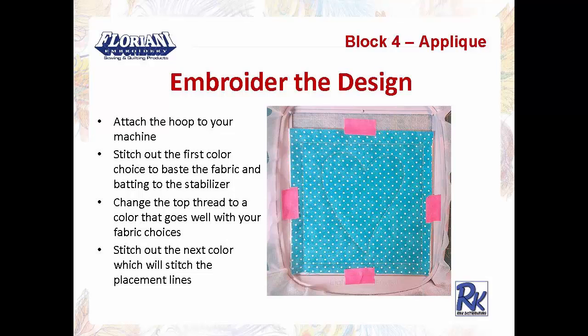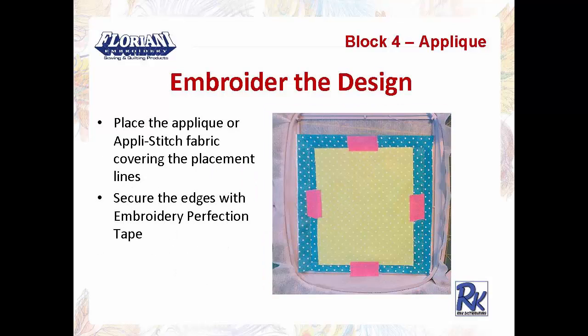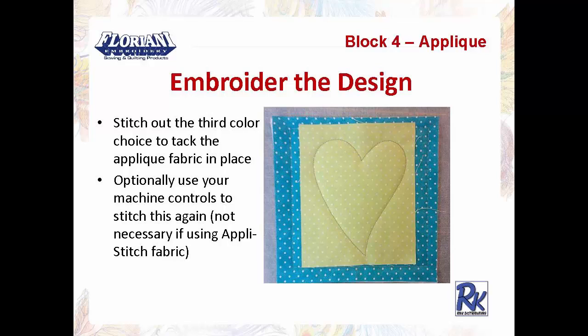You want to change the top thread to a color that goes well with your fabric choices, and stitch out the next color, which will stitch the placement line. Next, you want to place the applique or applique stitch fabric covering the placement lines and secure the edges with embroidery perfection tape. Next, you want to stitch out the third color choice to tack the applique fabric in place, and you can optionally use your machine controls to back up and stitch this stitch again. Rita likes to do that, but it's not necessary at all if you're using the applique stitch fabric.